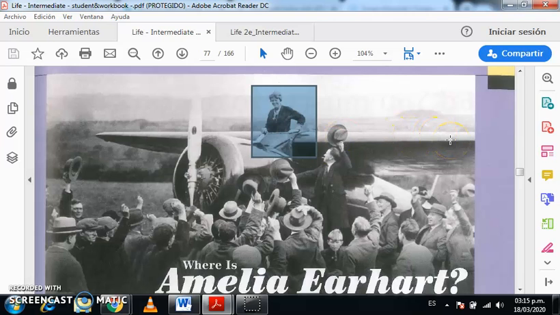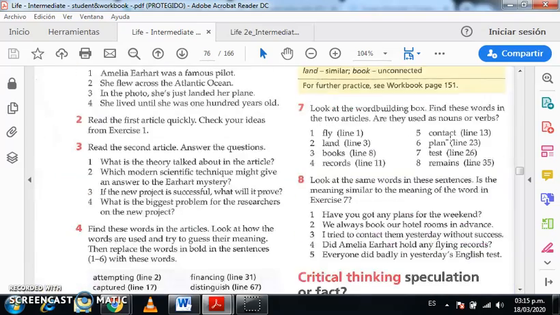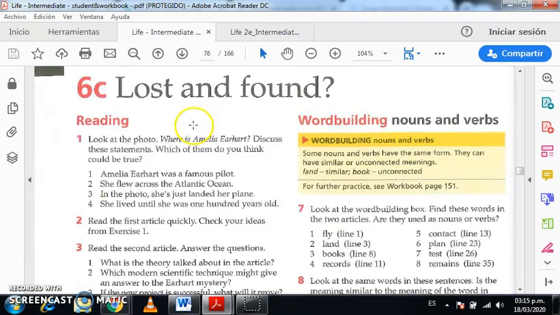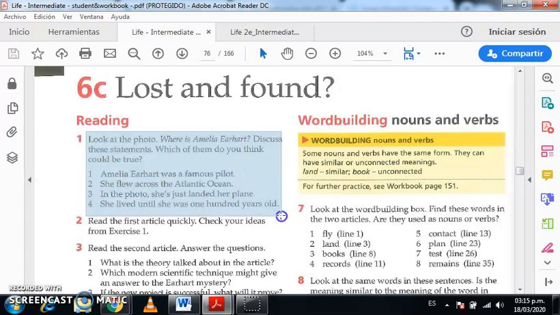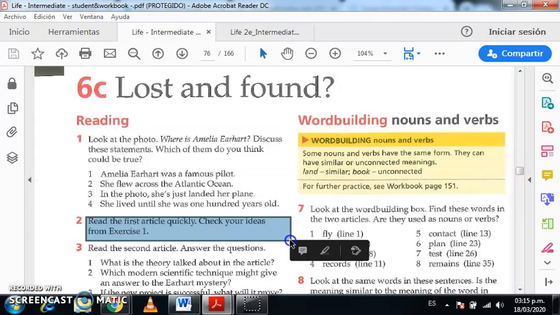Well, these sentences are on page 74. This is the first activity. Then I'm going to share with you the keys. So maybe you should read activity number 2.